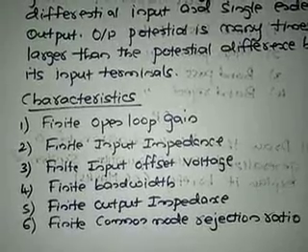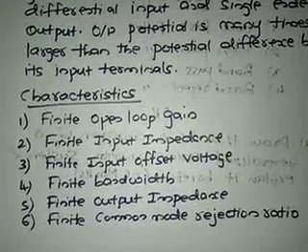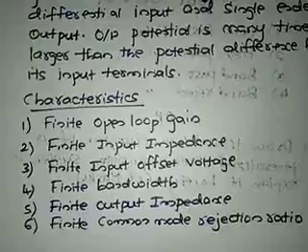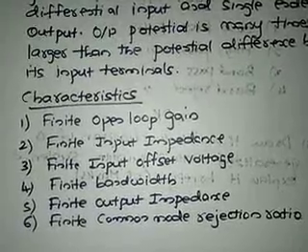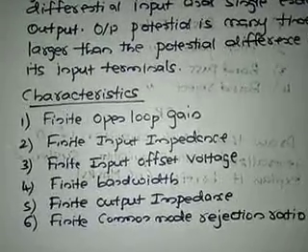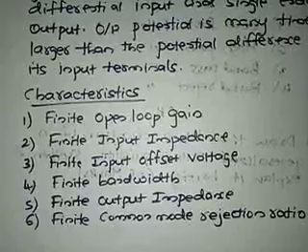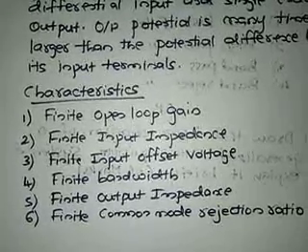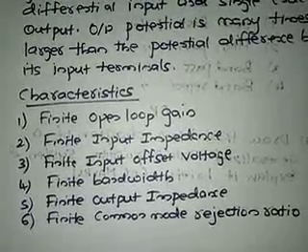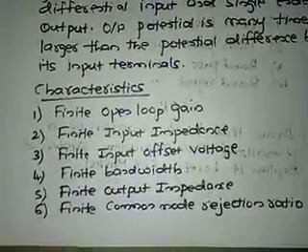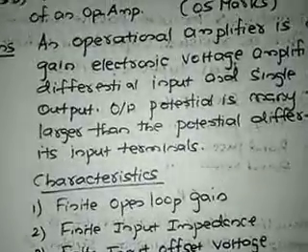Then if we require the characteristics of the ideal op-amp, wherever it is finite, it will become infinite. Infinite open loop gain, infinite input impedance, very large offset voltage, infinite bandwidth, infinite output impedance, very large common mode rejection ratio. So these will be the characteristics of the ideal op-amp, right?